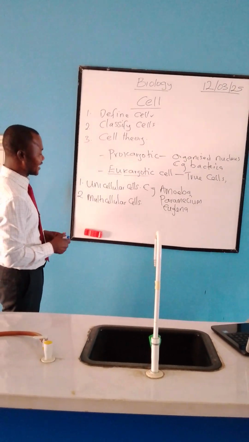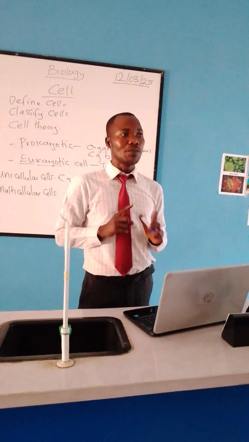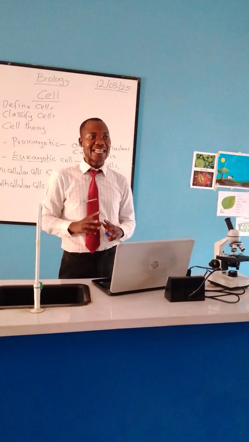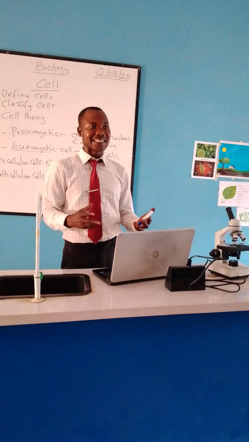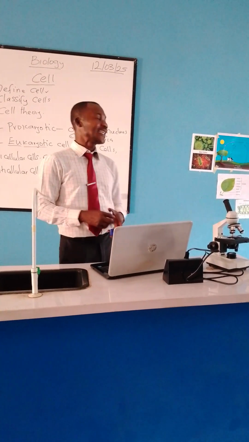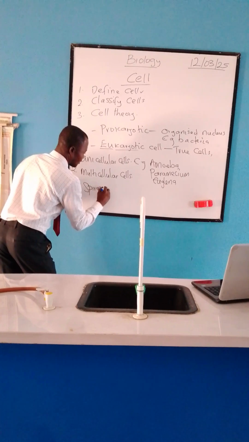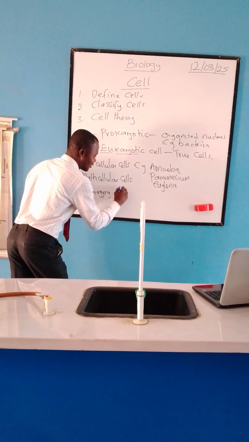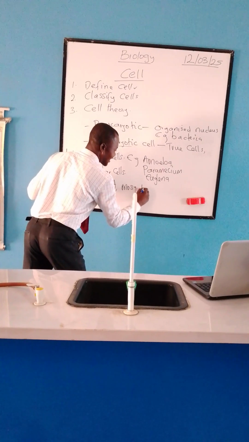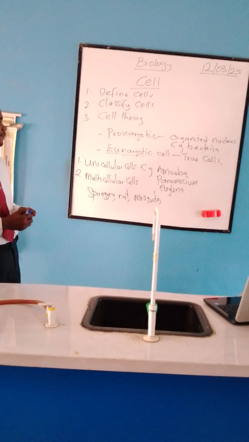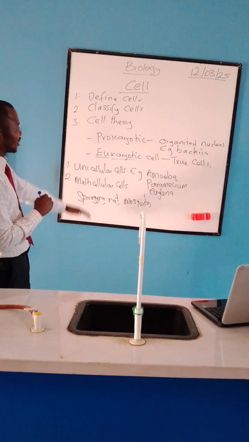Then lastly, multicellular cell: organisms that have two or more cells are called multicellular. They are regarded as what? Multicellular. All the organisms you can see around, including humans, are multicellular because they have two or more cells in their body. We have Spirogyra, a good example. What else? We have rat. It's multicellular. And even mosquito is a multicellular organism. So multicellular organisms have two or more cells. That is about the classification of cell.